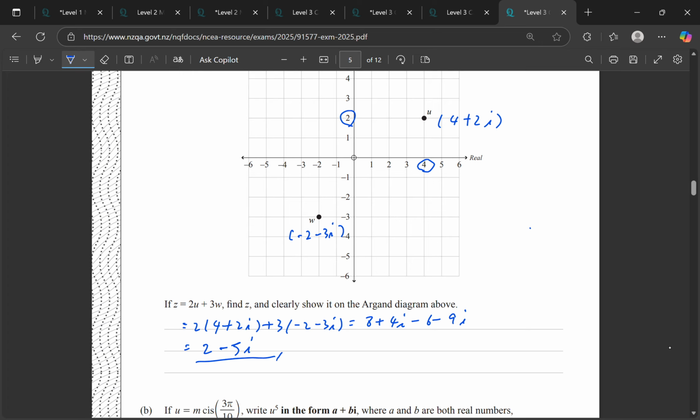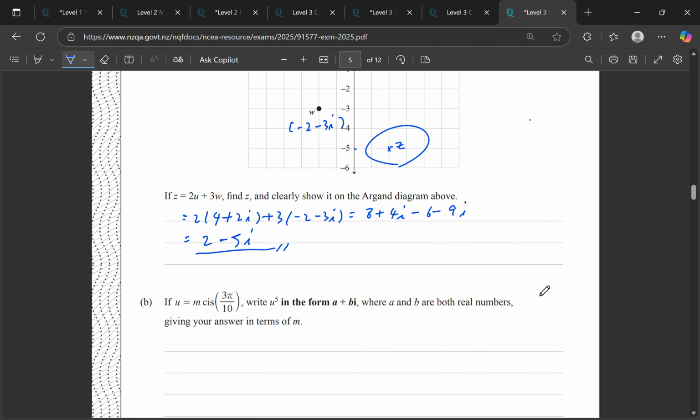So we have to locate this on the diagram. So 2 is there, right? And minus 5 is there. So that one there is Z. Okay. Yeah, that's the answer. Now question B.